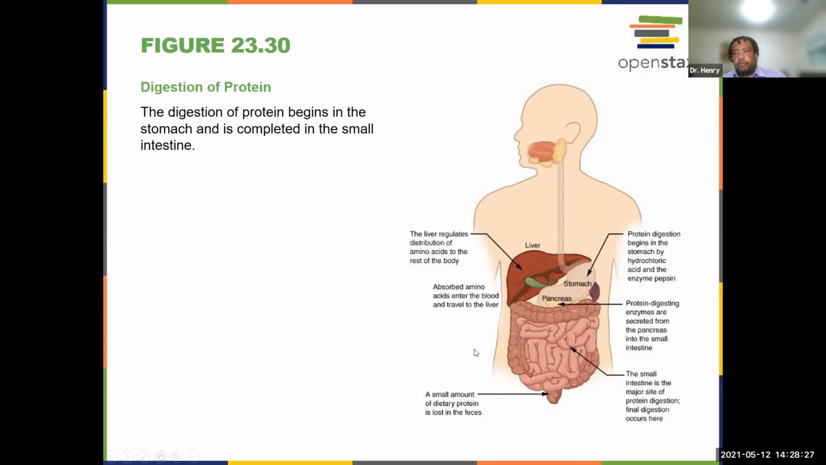And then anything that isn't broken down, we kind of get rid of. So there's going to be a small amount that we're going to lose. Okay.